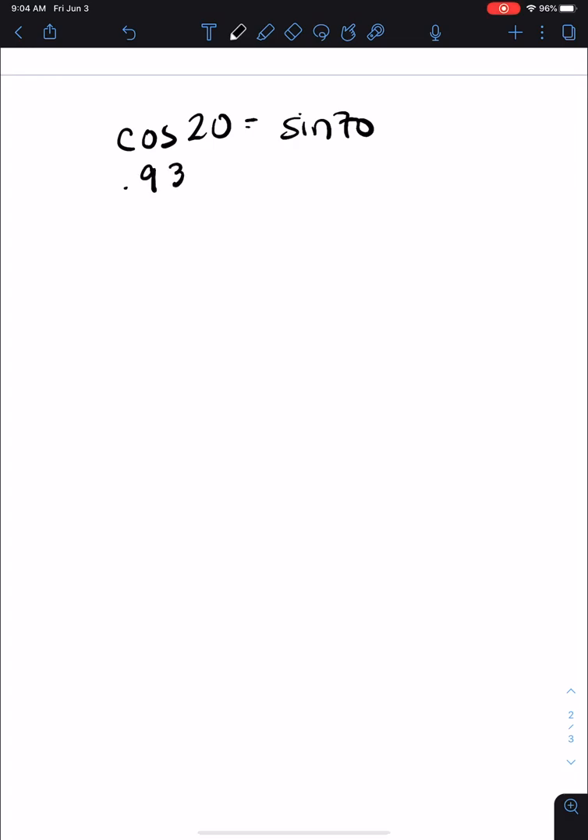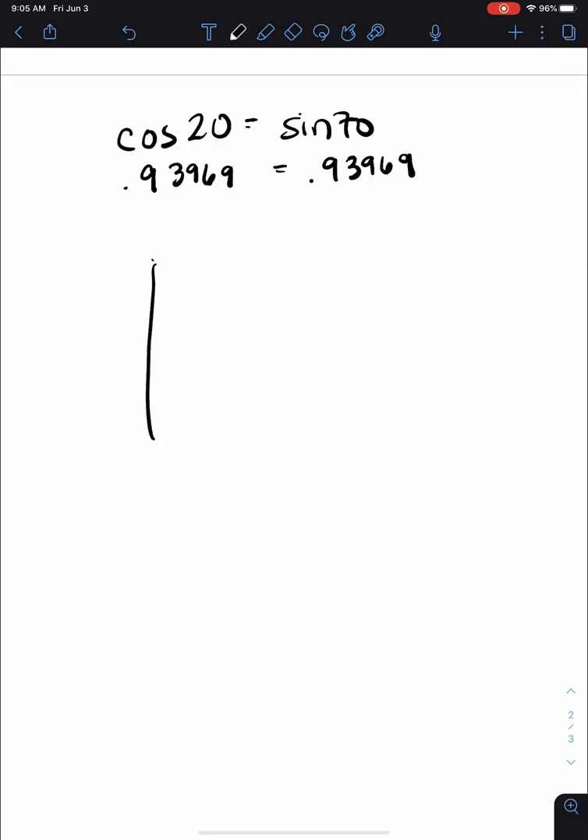So let's see some examples. We talked in class about how cosine of angle 20 will be equal to sine of angle 70, because the angles are complementary. If you plug these into your calculator, let's see what we get. Cosine of 20, we get 0.93969. And if we plug in sine of 70, you'll see we get 0.93969. So these values are equal to each other.